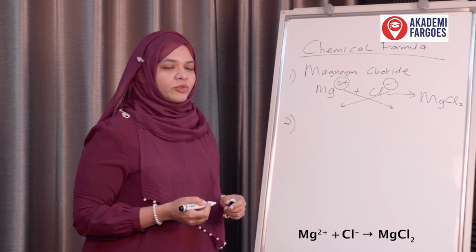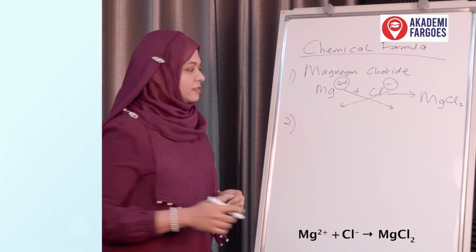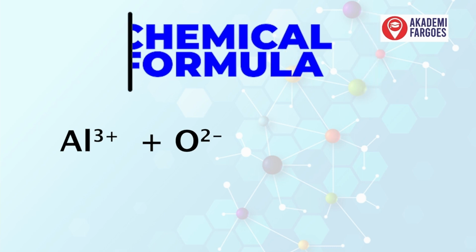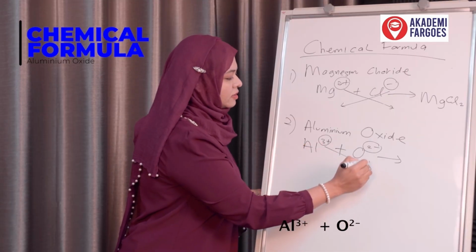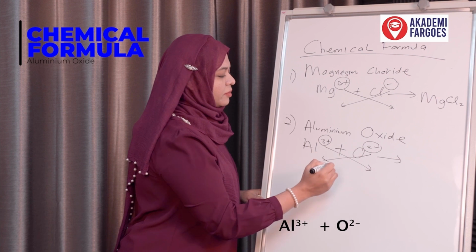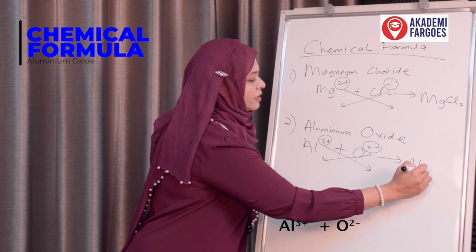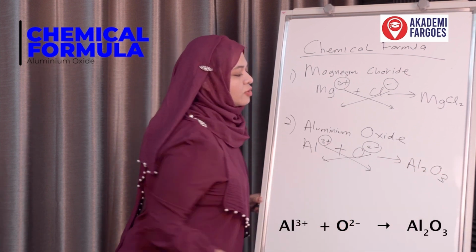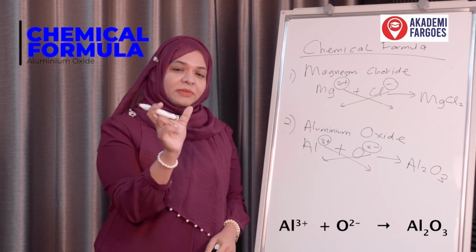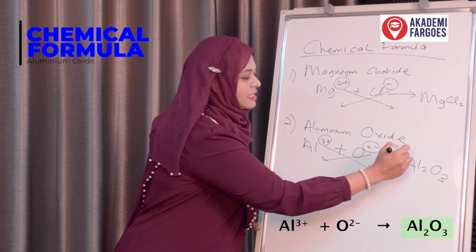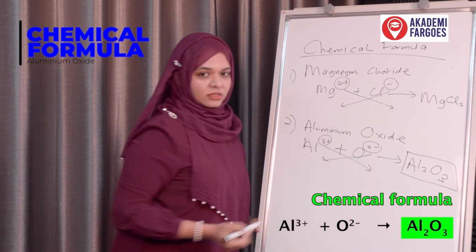Second example, I'm going to show you aluminium oxide. The symbol for aluminium is Al3+. The symbol for oxide is O2-. Same method, crossover. 3 you bring here, 2 you bring here. It will be Al2O3. So this is the chemical formula for aluminium oxide. The chemical formula itself is actually only this one.